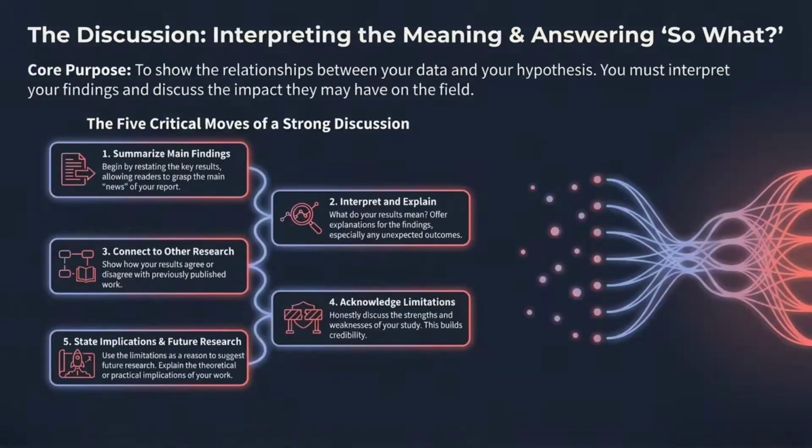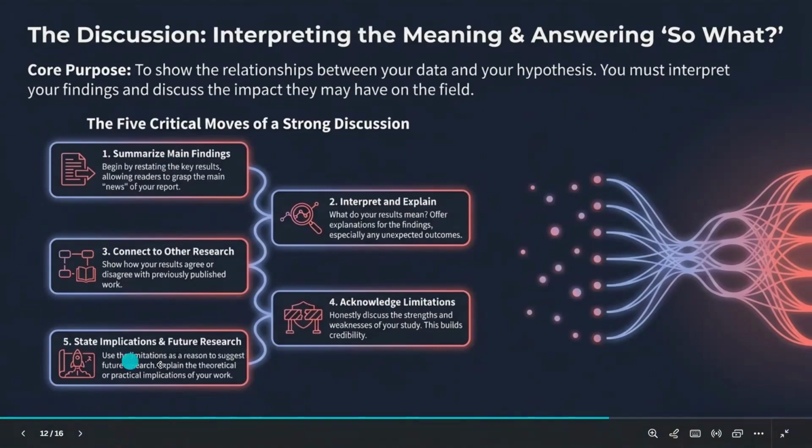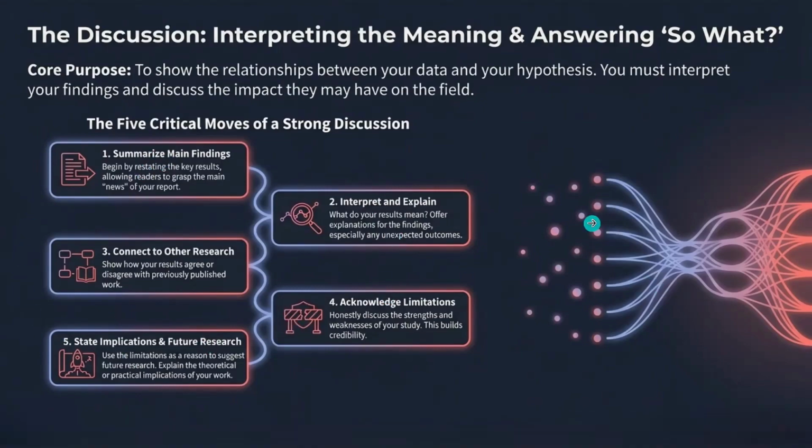Then comes the discussion part. The discussion is really important for research. This will help us to standardize our results and help us compare the results with other studies. This will also show the relationship between our data and the hypothesis. The basic structure of the discussion has these 5 aspects. One, in the discussion, we should summarize the main findings that describe the results. Then we will interpret them with other findings and connect with other research.